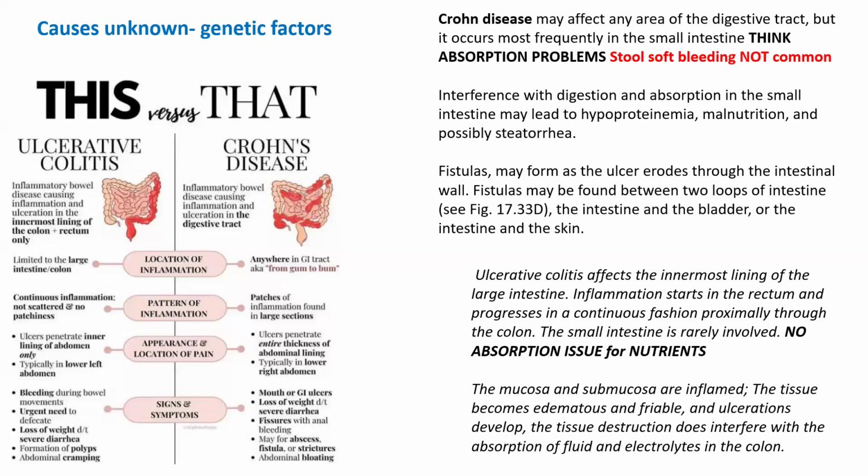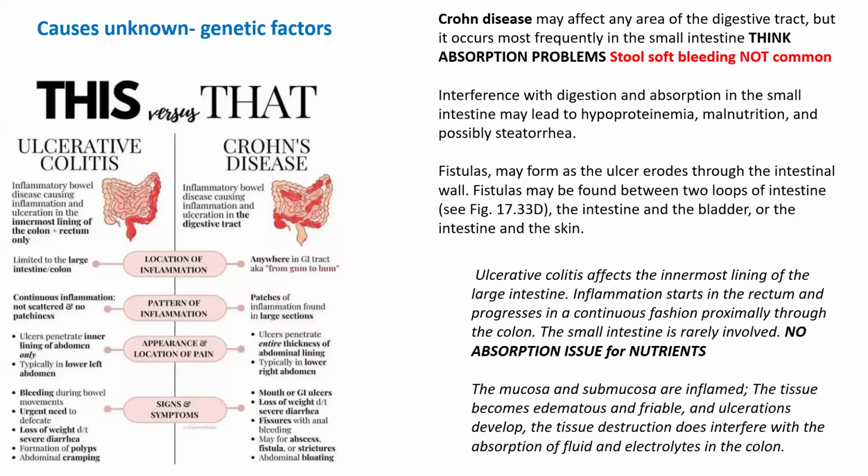Now, ulcerative colitis is going to affect the innermost lining of the large intestine. So inflammation usually here is going to start in the rectum and progress proximally through the colon. The small intestines is rarely involved, and there's no absorption issue from the nutrients. Because the mucosa and the submucosa are inflamed here, they become edematous, ulcers develop. That's going to interfere with absorption of fluid and electrolytes in the colon, and it can also lead to that bloody, watery stool that you see.